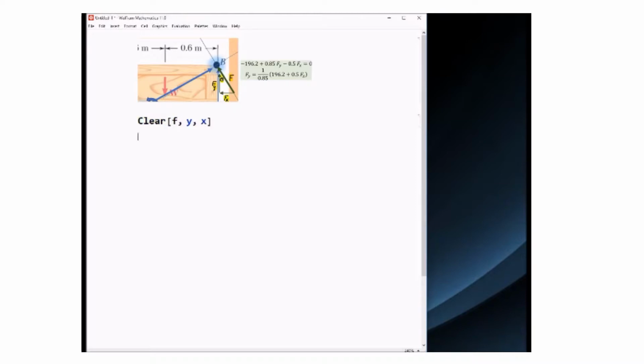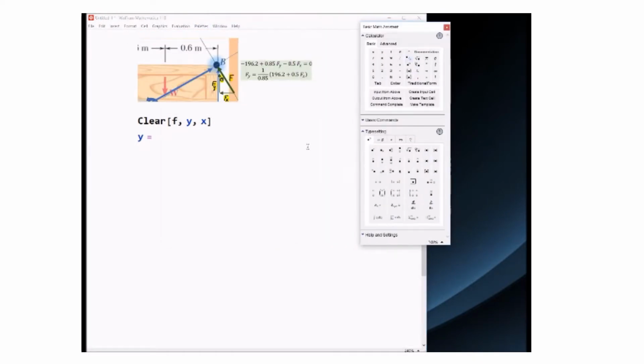I'm going to start by clearing my variables out. F will be the total force, Fy will be the force in the y direction, and Fx the force in the x direction. I'm going to put in that equation we've been using for the force in the y direction as a function of everything in the x direction, so I get everything just as a function of that force in the x direction.